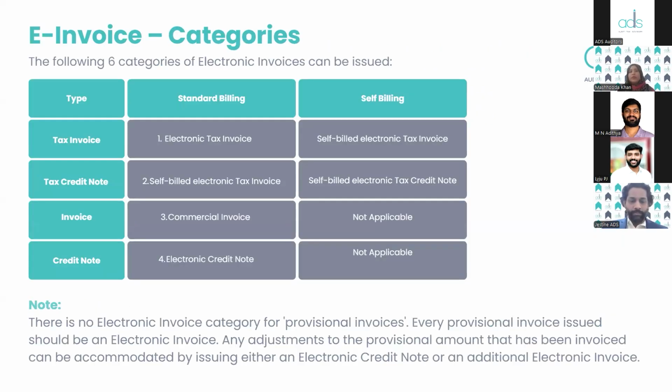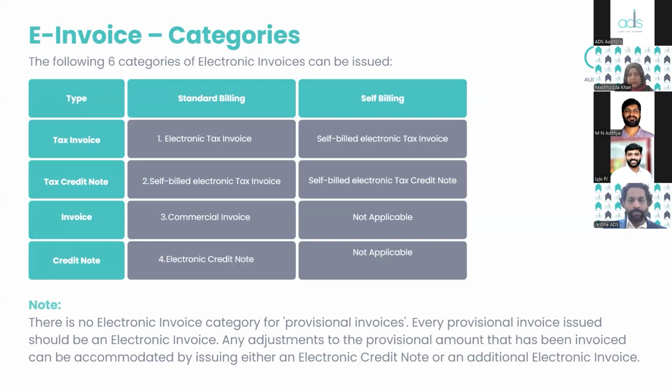Coming to e-invoice categories, here are a few categories which have been provided and explained by the FTA as to what category of invoices e-invoices would be. There are a total of 6 categories of e-invoice. It's the tax invoice, tax credit note, commercial invoices, and credit note. Now, how does it get divided?